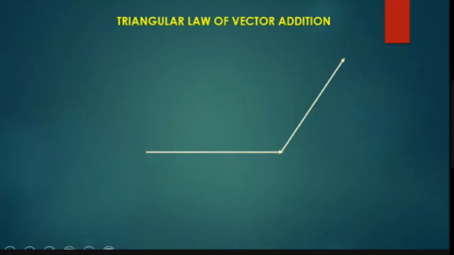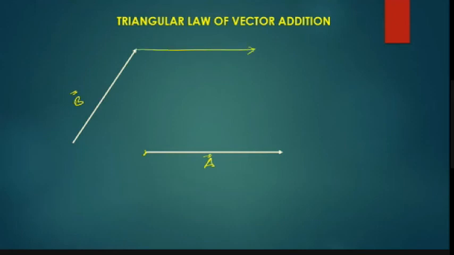Now, my question: is it always necessary to shift vector B? Can I change vector A? Yes, it is possible. You will get the same value. So for that, what I have to do? I have to shift vector A in such a way that the tail of vector A meets the head of vector B. So I can shift it here. So this is vector A. See here, tail and head are meeting each other.